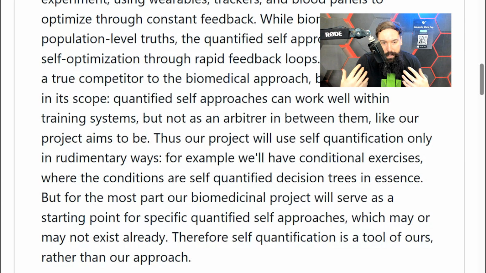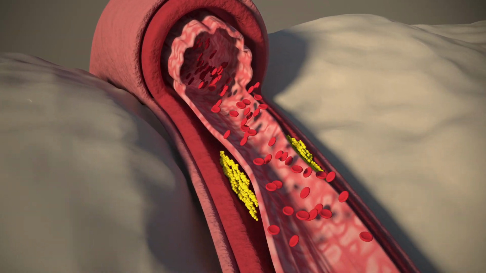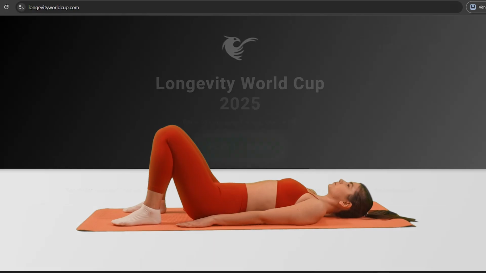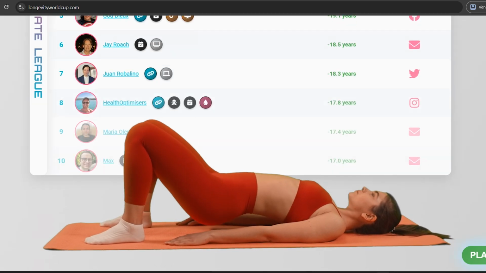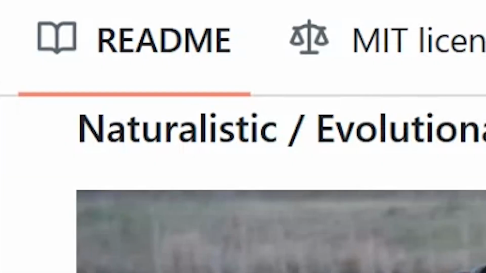Now, that's not to say we are not going to use the quantified self approach at all. We are going to have things like some conditionals. Let's say if you have high blood pressure, then we are going to recommend you isometric exercises because those are the best way to reduce your blood pressure. So we are going to have these conditionals, but we are not going to go full quantified self.